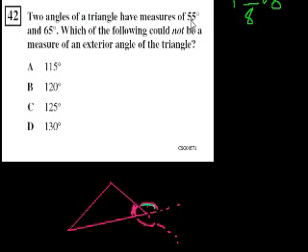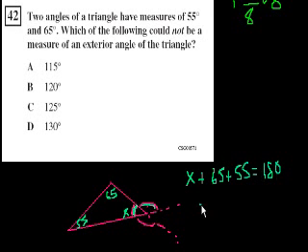2 angles of a triangle have measures of 55 and 65. So let's say that this is 55 and this is 65. Which of the following could not be a measure of an exterior angle of the triangle? Well, we can figure out all of the exterior angles. So first of all, what's this third interior angle going to be? Well, they all have to add up to 180, so let's call that x. So we know that x plus 65 plus 55 is equal to 180. 65 plus 55 is 120. x plus 120 is equal to 180. So x is equal to 60 degrees.